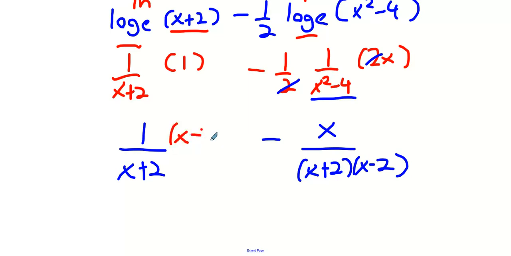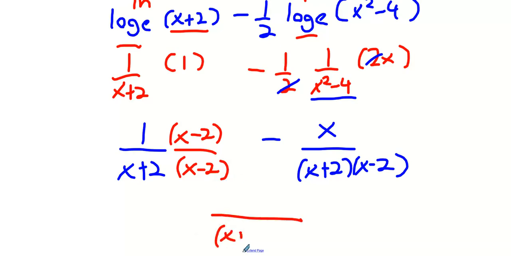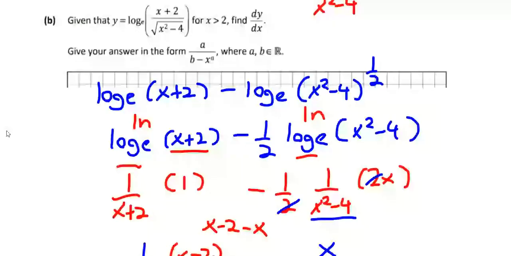By x minus 2. I give a common denominator, won't it? And finally, we have x plus 2 and x minus 2 on the bottom. And what's on top then? x minus 2 take away x, which is? It's 2. And does that meet the description of our answer?